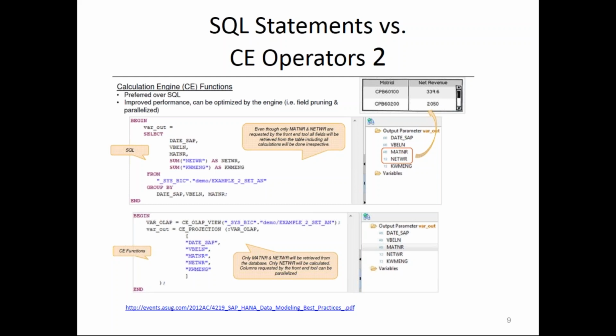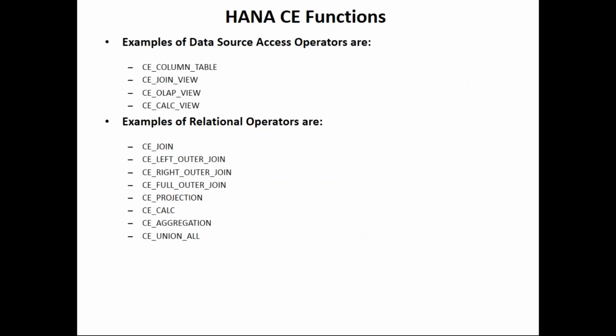While grouping, the grouping will happen at table level. There are different CE functions: CE column table, CE join view, CE OLAP view, CE calculation view. Also CE joins: left outer join, right outer join, full outer join. These are all CE functions.